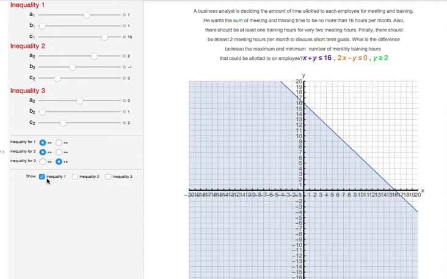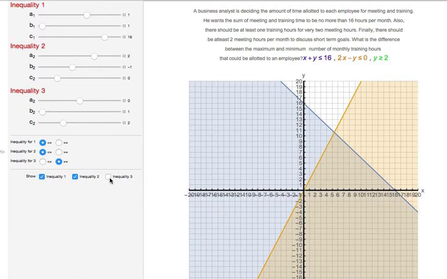So here, inequality 1, x plus y less than or equal to 16, is already plotted. See, this is x plus y less than or equal to 16. Any point in this area will satisfy this inequality. Let's see how inequality 2 looks. Now this common triangle is the area which satisfies both the inequalities.